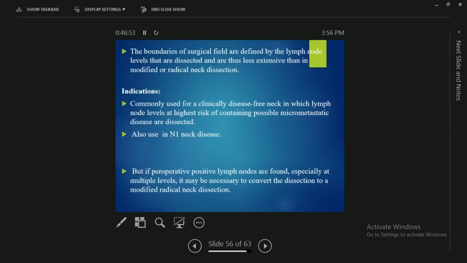The boundaries of the surgical field are defined by the lymph node levels that are dissected and are thus less extensive than in modified or radical neck dissection. Indications for selective neck dissection: it is commonly used for the clinically disease-free neck in which lymph node levels are at high risk of containing possible micrometastatic disease, and also used in N1 neck disease. But if preoperative positive lymph nodes are found, especially at multiple levels, it may be necessary to convert the dissection to a modified radical neck dissection.